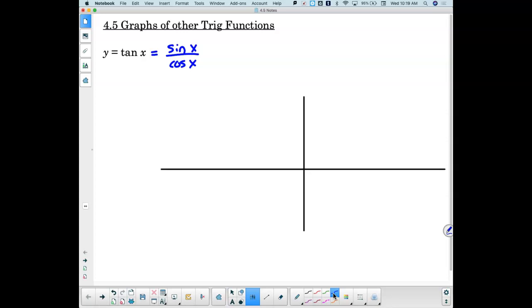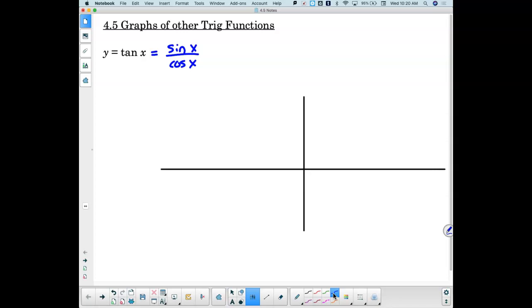What are the two restriction type things in mathematics? What do you got? Sounds like you said you can't divide by 0. Okay. So the first one is we can't divide by 0, and the second one is we can't take an even radical of a negative number. Those are the two things we have to look for. So in tangent, are we dealing with radicals? No, so we don't have to worry about that one.